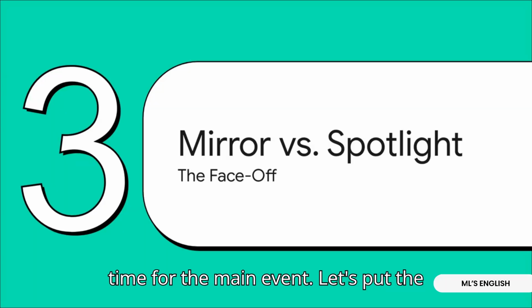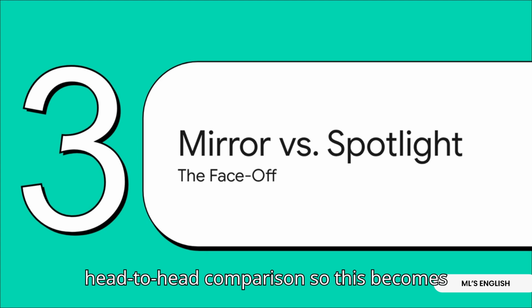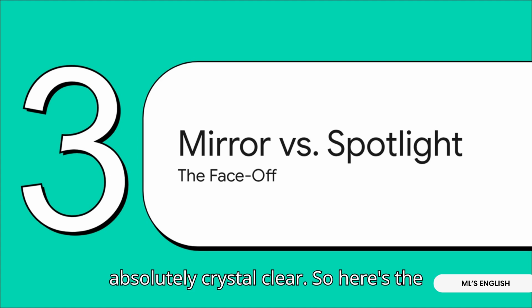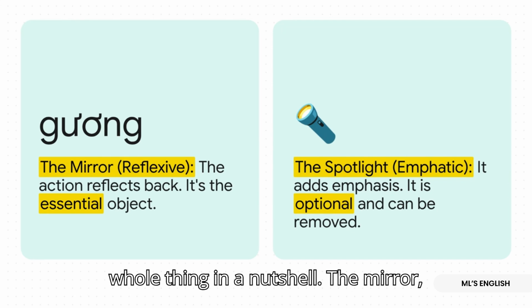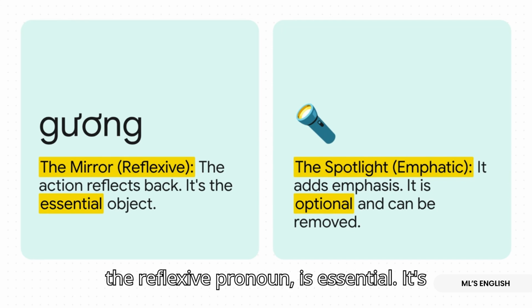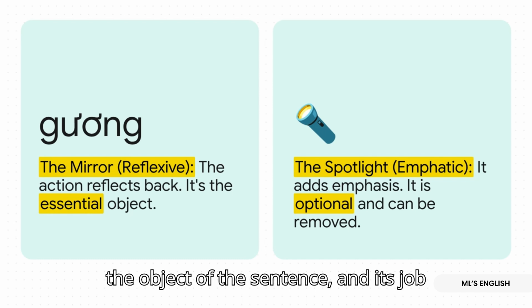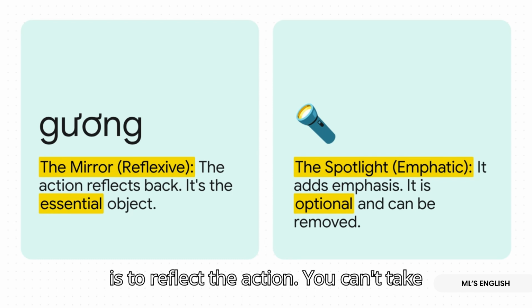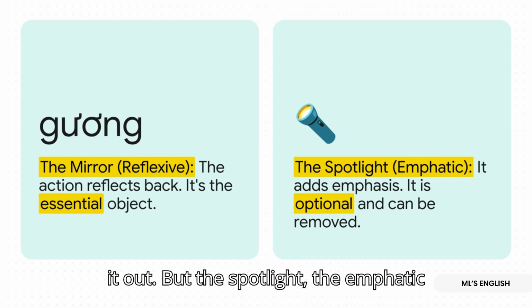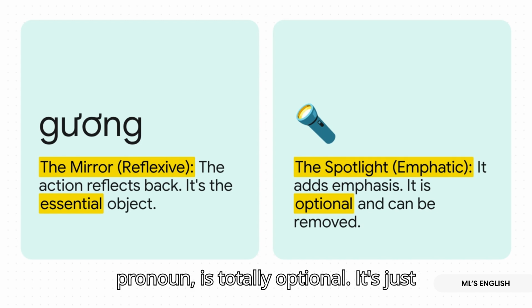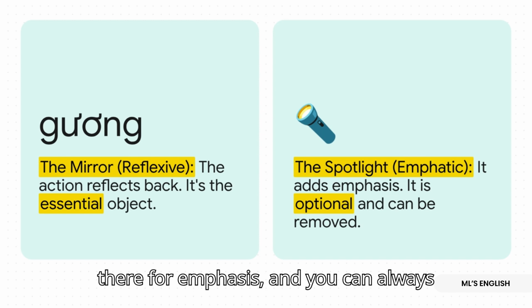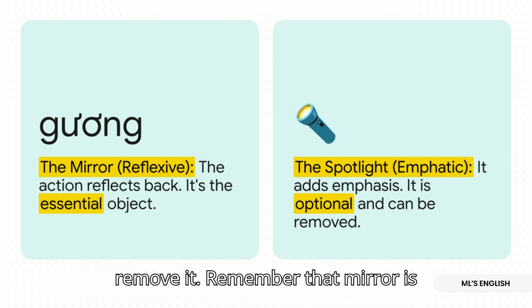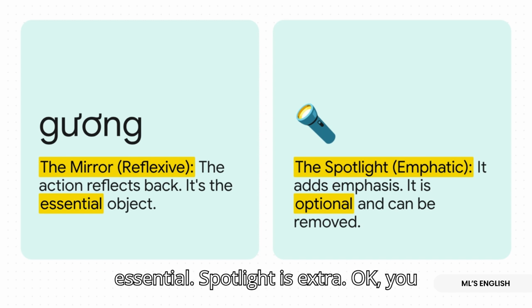All right, it's time for the main event. Let's put the mirror and the spotlight in a head-to-head comparison so this becomes absolutely crystal clear. So here's the whole thing in a nutshell. The mirror, the reflexive pronoun, is essential. It's the object of the sentence, and its job is to reflect the action. You can't take it out. But the spotlight, the emphatic pronoun, is totally optional. It's just there for emphasis, and you can always remove it. Remember that. Mirror is essential, spotlight is extra.